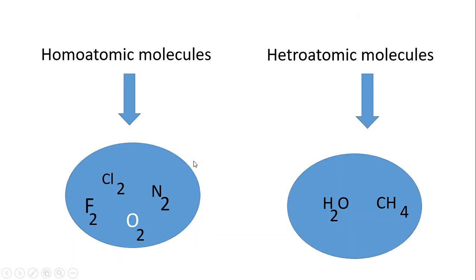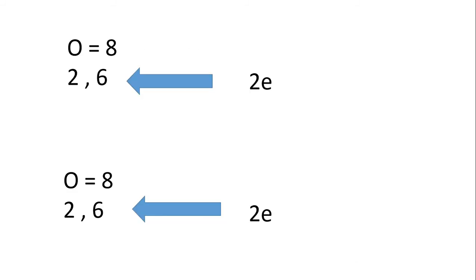In the next slide I include a few examples related to covalent bonds. Cl2, N2, O2, F2, as well as H2O and CH4 are examples of covalent bonds. Today I am going to explain two examples. This is the first one.